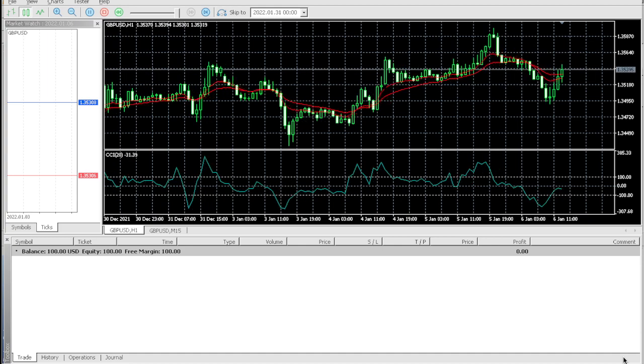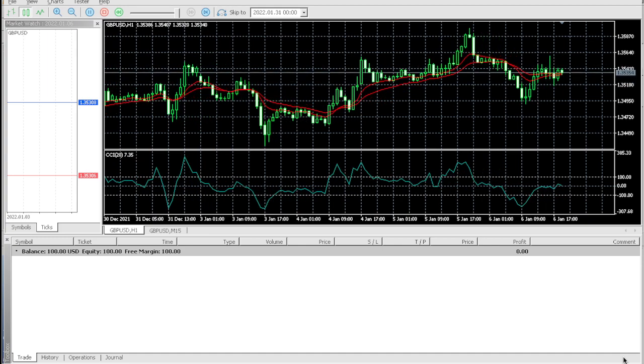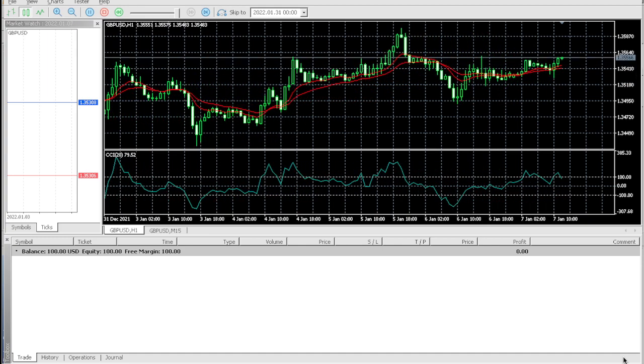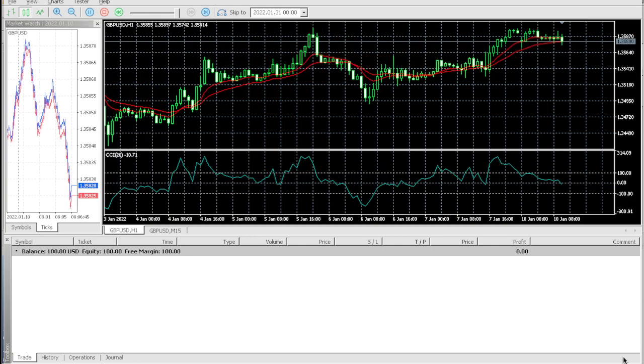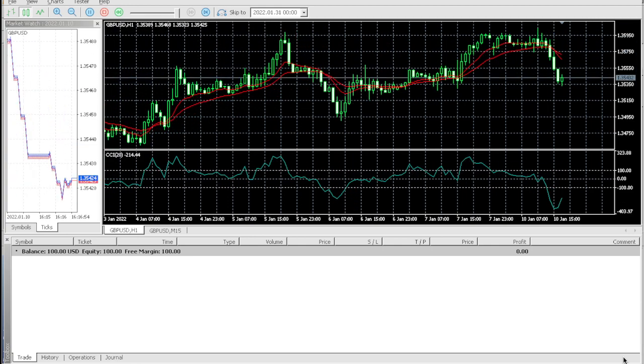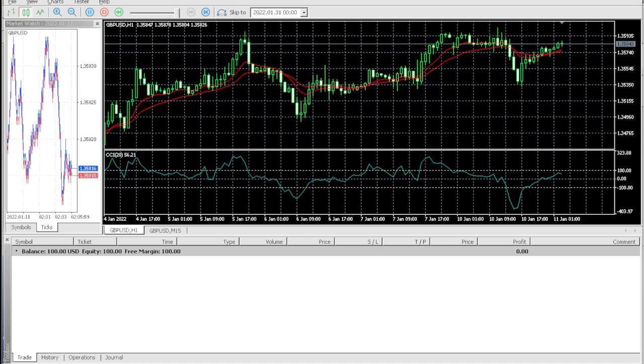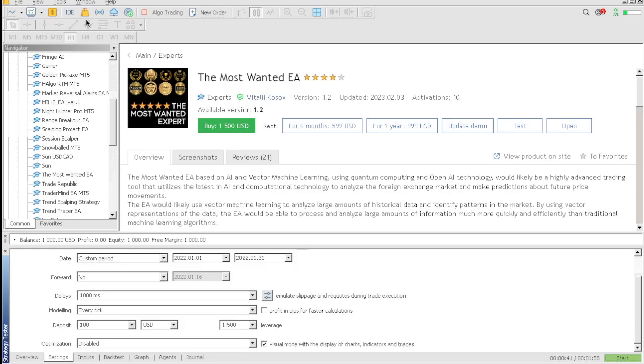So we haven't placed a trade as yet. We're trading on the H1 time frame. It's the 7th of January and we haven't placed a trade yet. Oh my goodness, is it looking for the most perfect setup? Maybe it's not trading on the $100 account. Let's go with a $300 account.